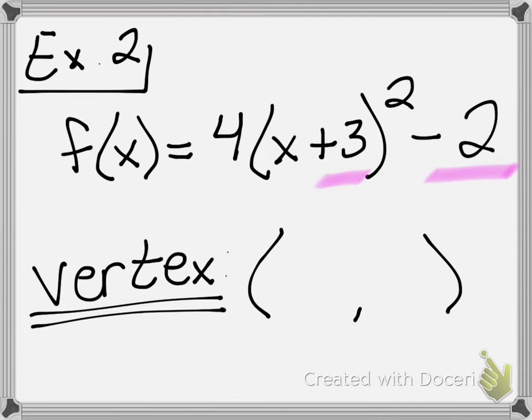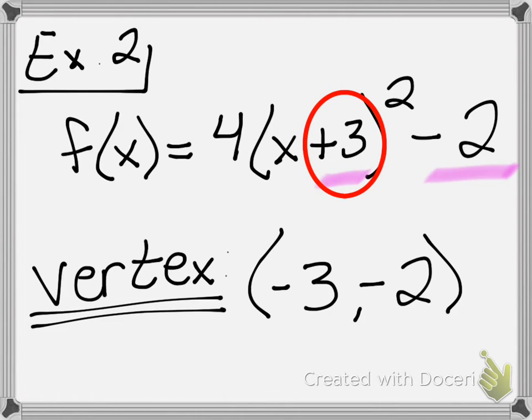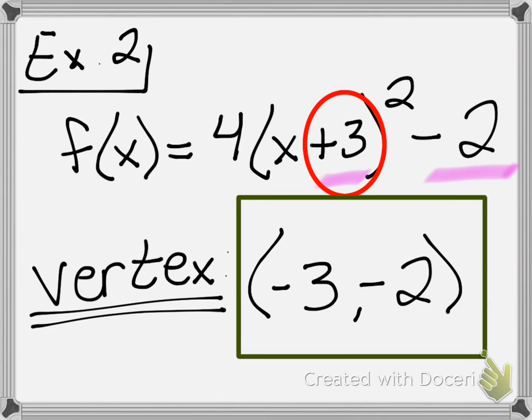So, the y value is pretty straightforward. It is just this -2 here. But the h value, our x, is opposite of what you see. So right here, we see a +3, but the vertex is opposite. So that is our vertex.